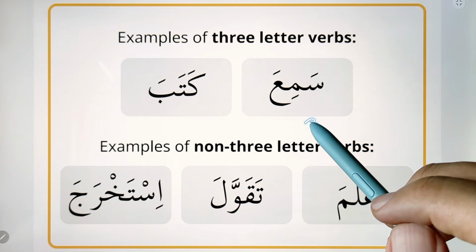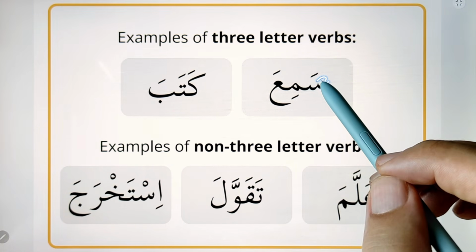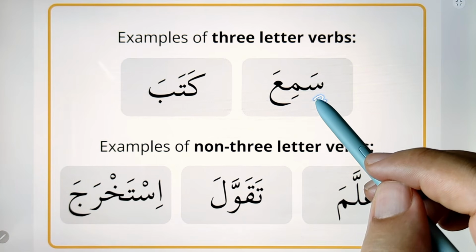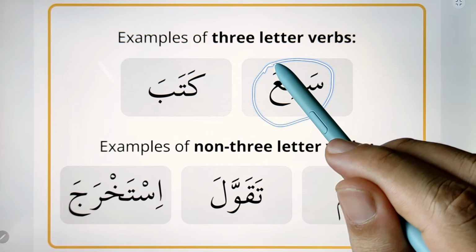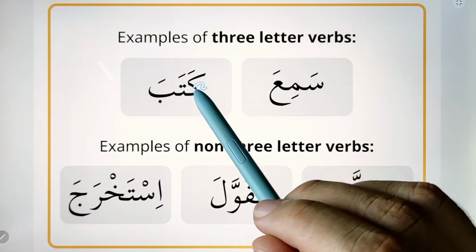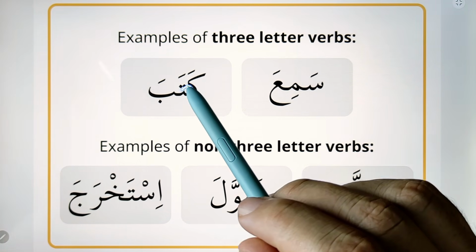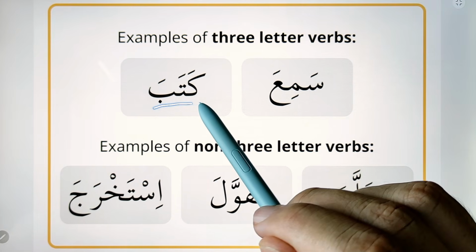Let's look at some examples for the 3-letter verbs. Sami'a, there are 3 letters here. Sami'a means he heard. Since it's only 3 letters, that means it's a Form 1 verb. Same as kataba. Kataba means he wrote. There are only 3 letters here.